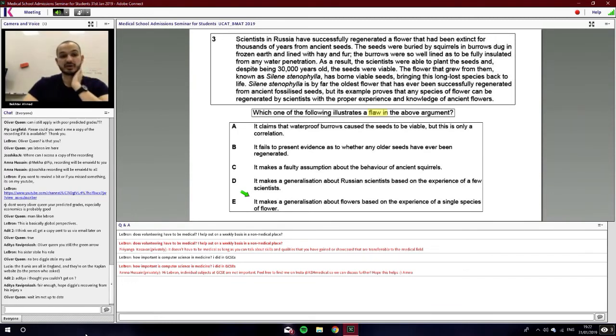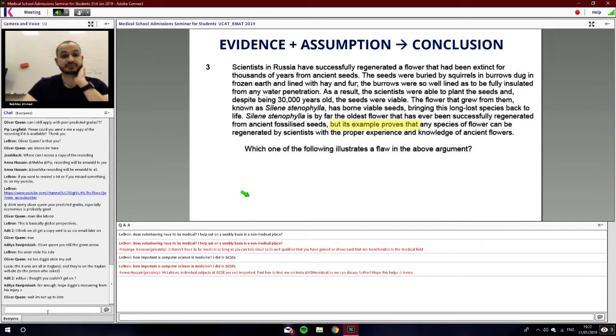Okay, so that's a minute over. Let's have a look at some of the conclusions. So, but its example proves that. Sorry, I shouldn't have marked this. I'm going to try and undo that. Yeah, so its example proves that. These are some of the key words that will lead you to the conclusion.